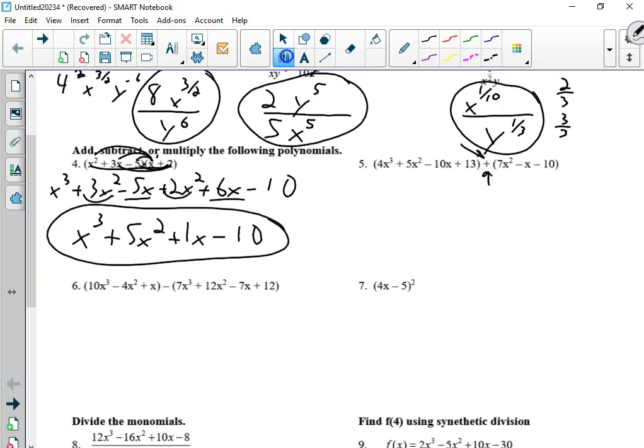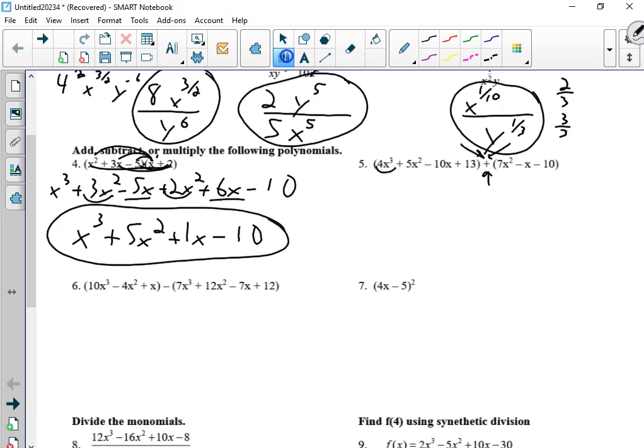Alert, alert, alert. We have addition. We do not have multiplication. We are not going to multiply 7x squared by anything. We're not going to multiply 5x squared or negative 10x by anything. All we are doing is joining like terms.